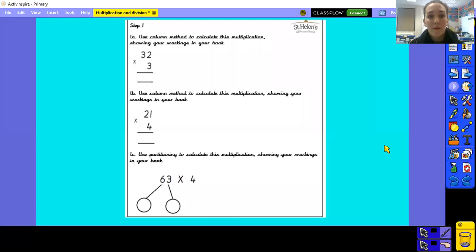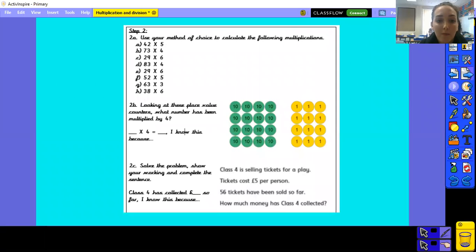Okay, so now the input part of the lesson has ended, I would like you to have a go in your books at completing step 1 of the worksheet. So if you pause the video here, you can look at the step 1 answers and complete them in your maths book. Once you've completed step 1, you can go on to step 2 of the worksheet. So again, pause the video here and complete these answers in your book.